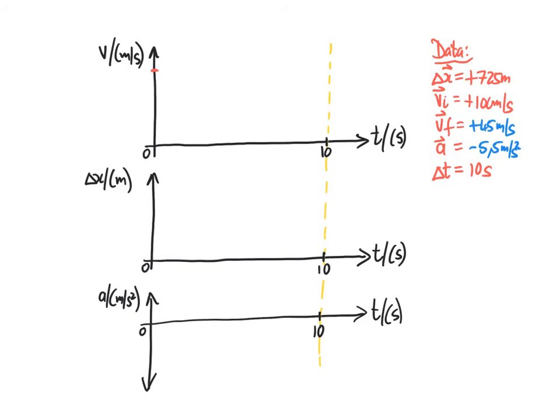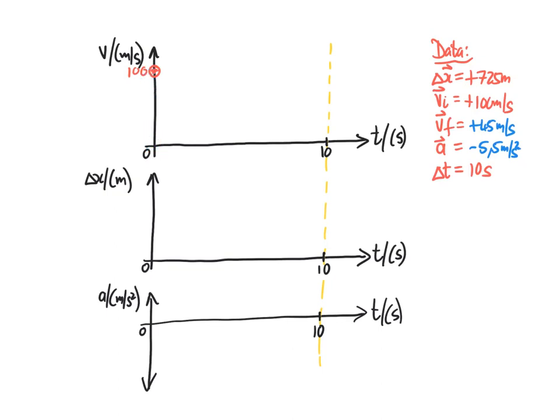So if we look at the velocity time graph, well, the data that we have is on the right hand side here. These quantities we calculated, we solved for them. These quantities we were given. So the initial velocity was 100 meters per second, and so I'm putting in 100 there, and we have a definite data point there, and after 10 seconds the final velocity was 45 meters per second, which would be less than halfway between there and there.